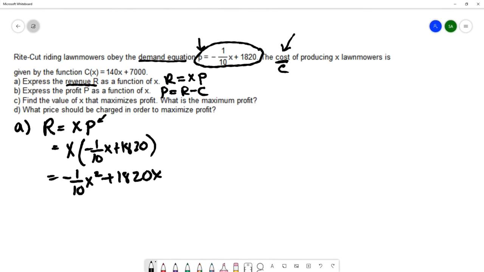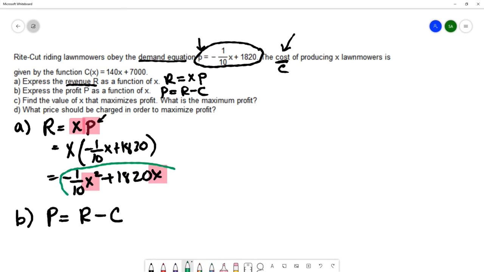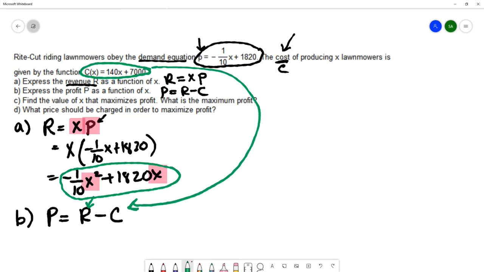We've expressed the revenue as a function of x. And what that means is that the variable within the equation is x. Up here, when we just have the formula, we have two variables, x and P. So we want just one. And then in part B, we want to express the profit as a function of x. And I gave you that formula. Profit is revenue minus cost. We just constructed that revenue function, so we're going to substitute that in for R. And the cost function was given to us, and we'll be able to substitute that into this portion of the formula.